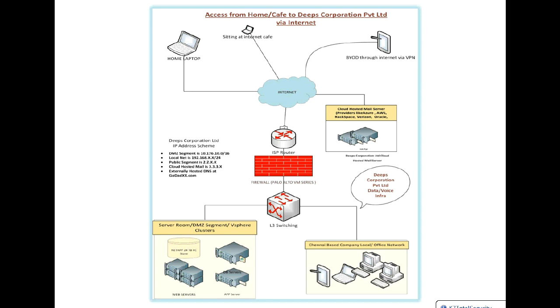On the right bottom of the diagram, we are able to see the local network, whose IP segment is around 192.168.x.x, configured for the users who are working inside the office premises. All the server components, computers, and user laptops are connected via L2, L3 switching. This is directly connected to the firewall, which then connects to the ISP router for internet communication.